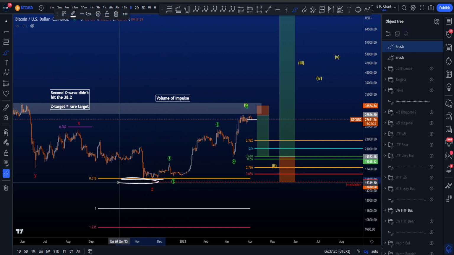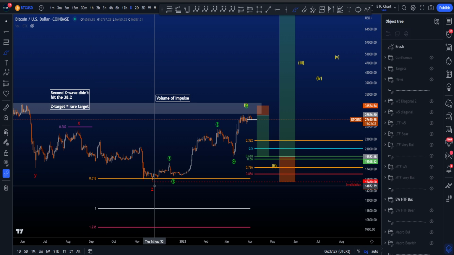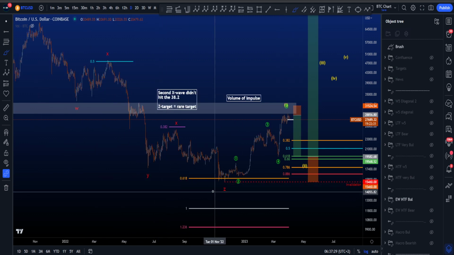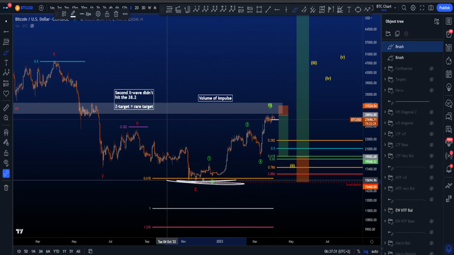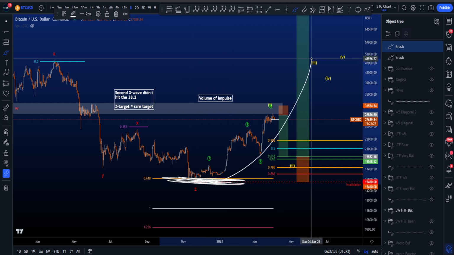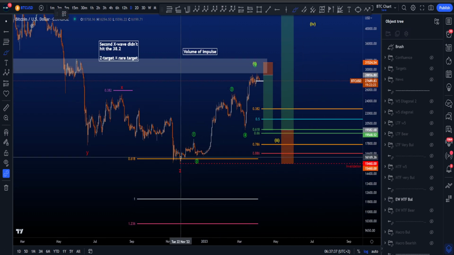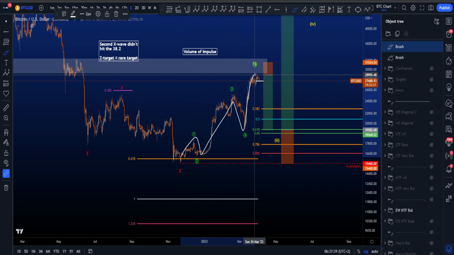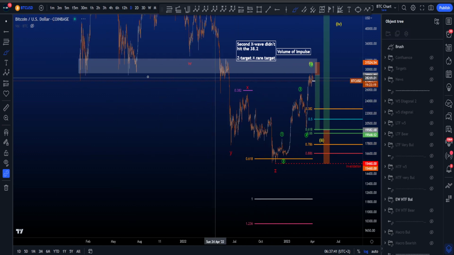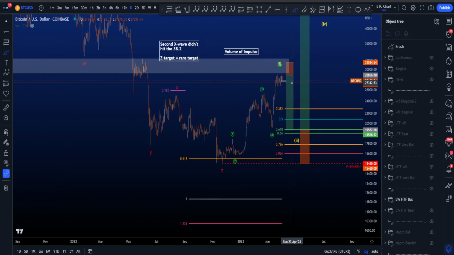Wave Z ending here on the rare target for wave Z, the 0.618. But as we know from the macro count, this is also where the 0.5 fib is for the wave 4 for then more upside. Now over here, what would be nice is that this is wave 1, 2, 3, 4, 5, and then the yellow wave 1 is ending over here in the support resistance area as well.